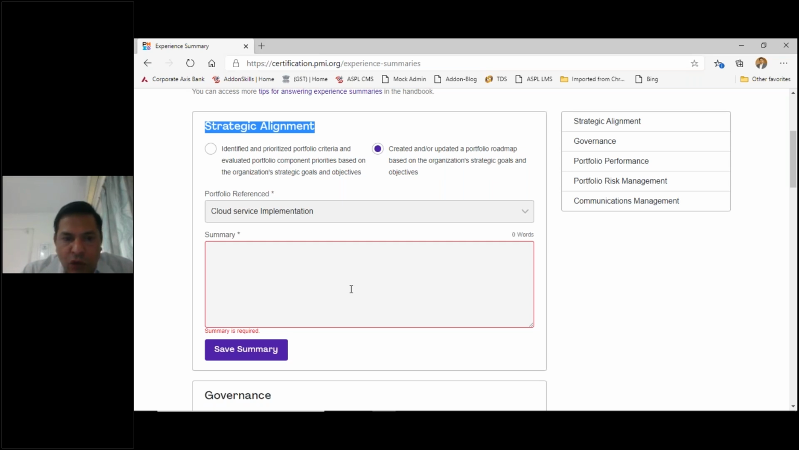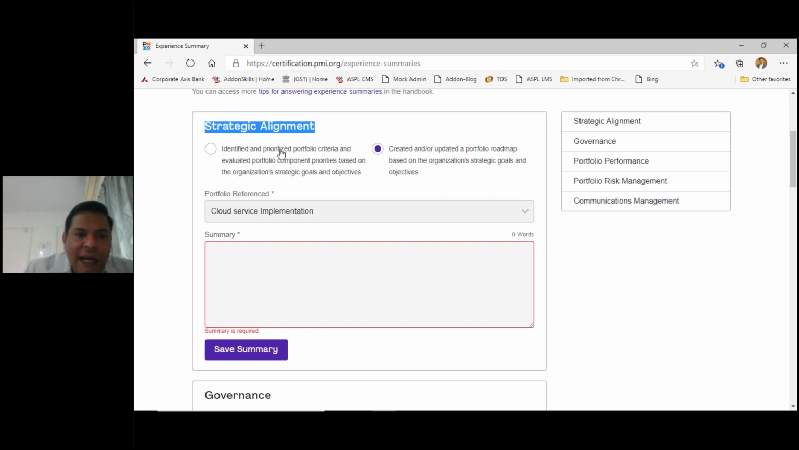Any question again? I hope I have made it clear. Even if you have more than one portfolio, you do not have to write your experience summary for each portfolio, because as a panel review, we just want to see your strategic alignment experience. Even if it is for just one portfolio, that's absolutely fine.